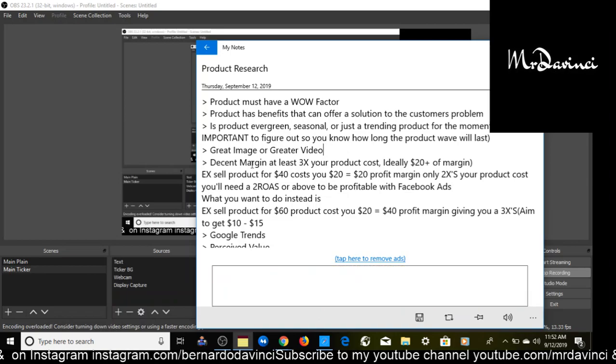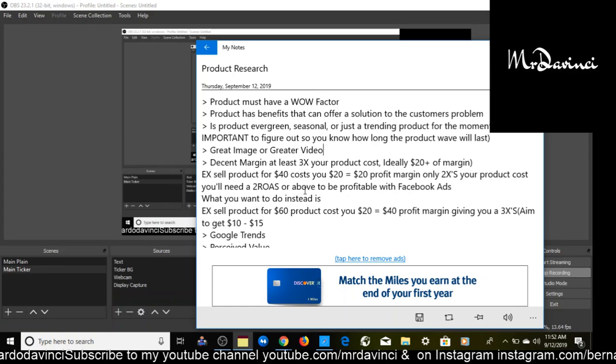Decent profit margin, you need at least 3x your product cost, ideally a $20 plus margin. So I'll give you an example. Let's say we sell a product for $20, that gives you a $20 profit margin, only a 2x on your product cost. You'll need a 2 ROAS to be profitable with Facebook ads. What you want to do instead is sell the product for $60, which gives you a $40 margin.